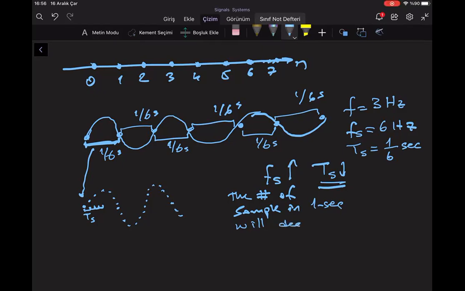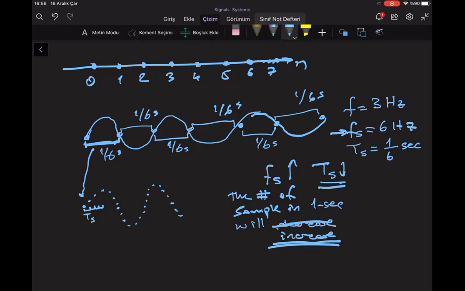Will it decrease or increase? Which one? Yasir Çibel, what do you think? It will increase, right? So I will increase the number of samples that I'm collecting, that I'm sending to my computer. So it is critical for us to determine the sampling frequency in a sampling process. How do I determine it?